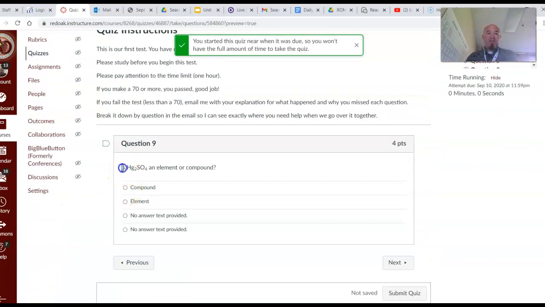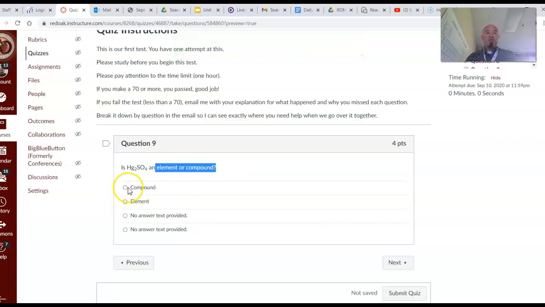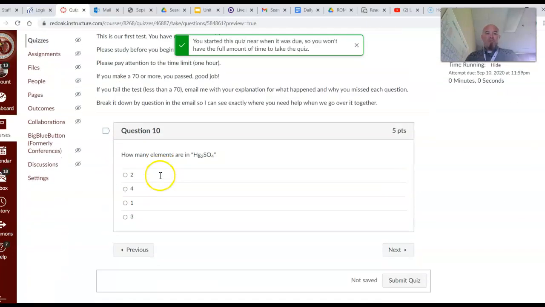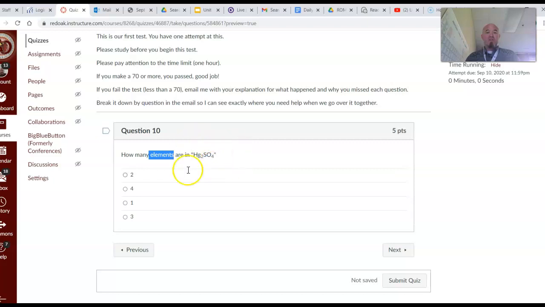Question 9. Hg2SO4. Is it an element or is it a compound? A compound or element? Question 10. How many elements are in Hg2SO4? So now what we want to know, how many elements are in this formula? Are there 2? Are there 4? Are there 1? Are there 3?